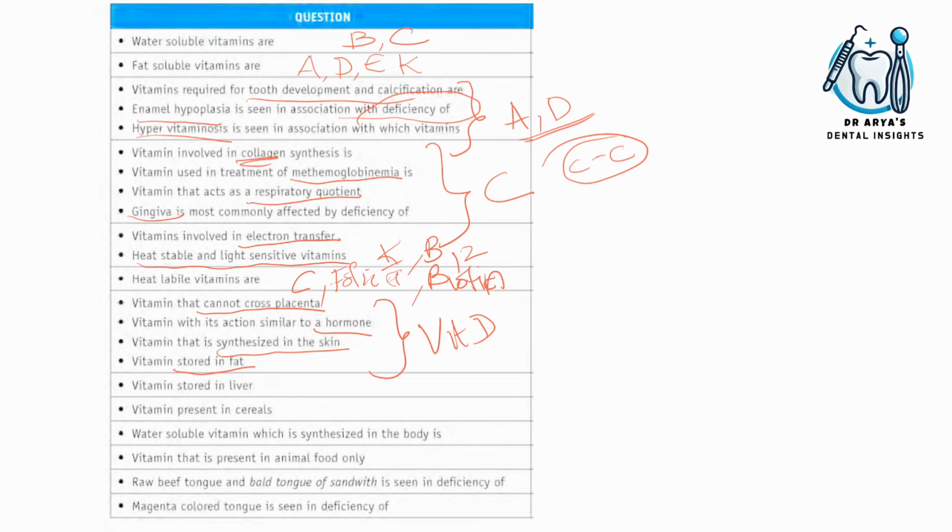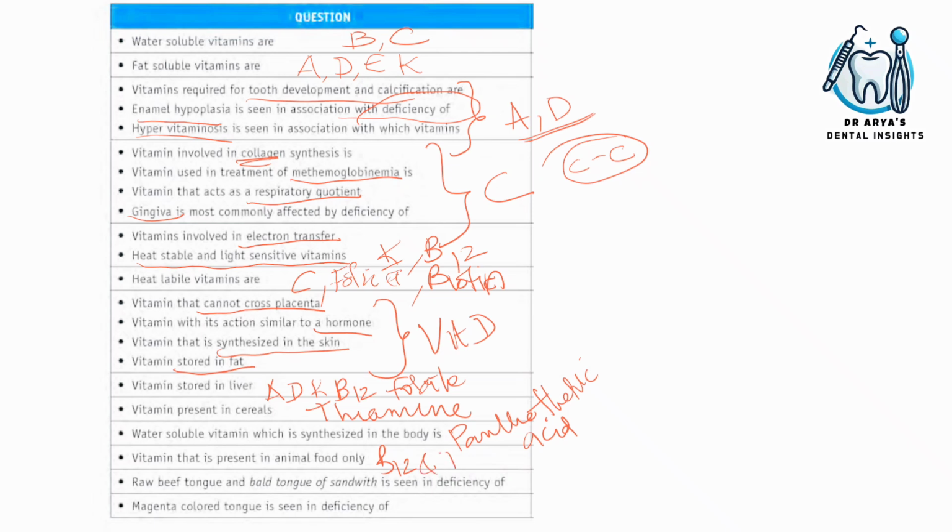Then which vitamins are stored in liver? A, D, K, B12 and folate are the vitamins stored in liver. Which is the vitamin present in cereals? It is thiamine. The water soluble vitamin which is synthesized in the body is pantothenic acid. The vitamin present in animal food only is B12.